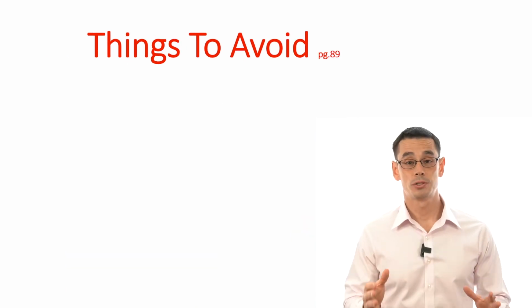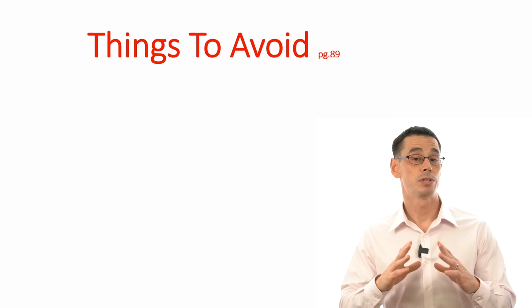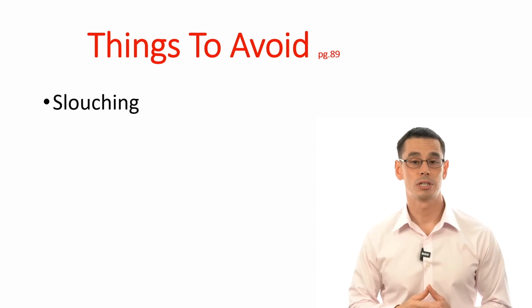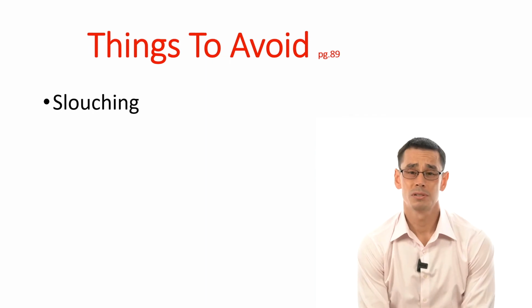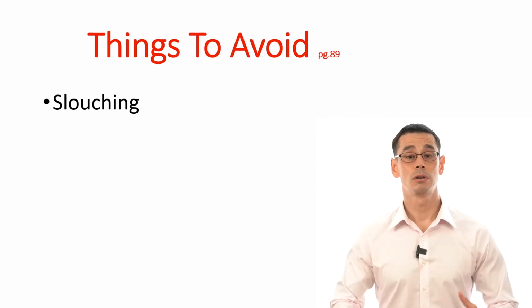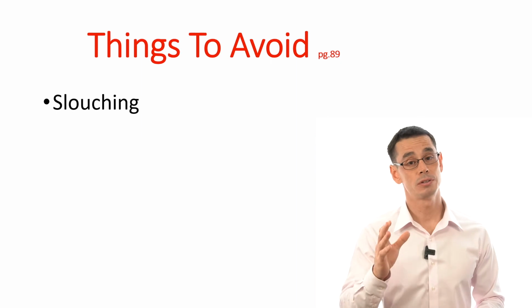So we talked about things to do. Now let's look at a few things we should avoid. The first thing is slouching. Slouching is when your posture is down like this. You don't want to slouch. You want to stand tall with your shoulders back and seem confident to your audience.